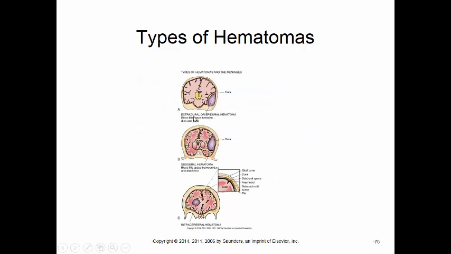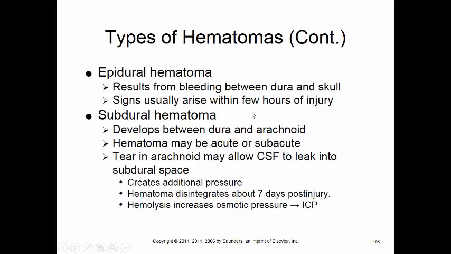This is an extradural or epidural hematoma. It's outside the dura mater. Here's one that is subdural, which is where it's in between the dura and the arachnoid mater. And here you can see one that is intracerebral, which is actually inside of the brain tissue. So that's how they classify them.